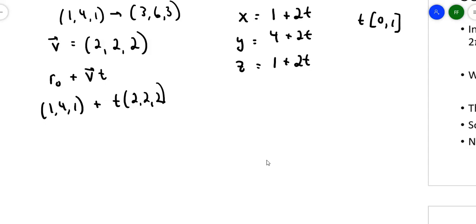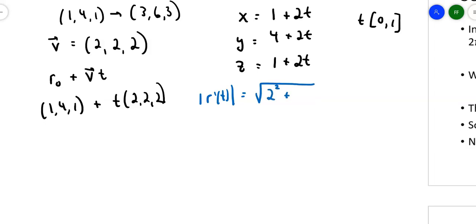If I'm in doubt, put a 0 in for all these t's and I get (1, 4, 1). Put a 1 in and I get (3, 6, 3). All right. Then I need the magnitude of r prime. So the magnitude of r prime, derive 1 plus 2t and I get 2. So it's going to be 2 squared.